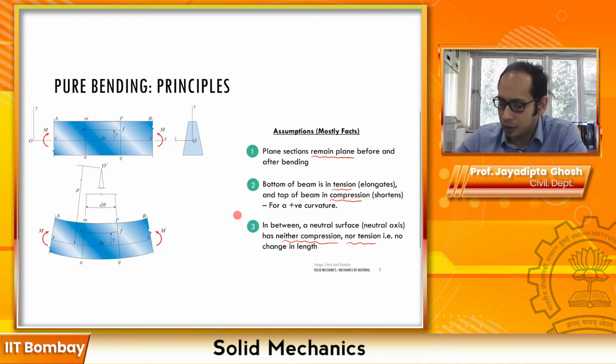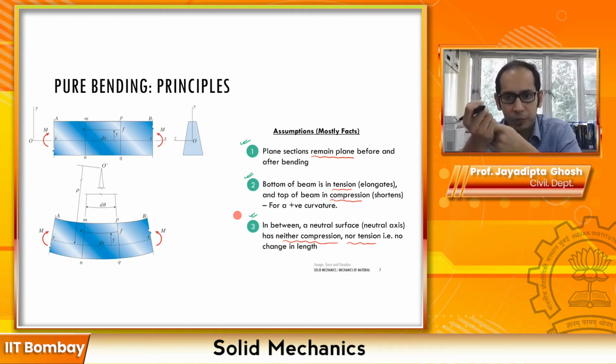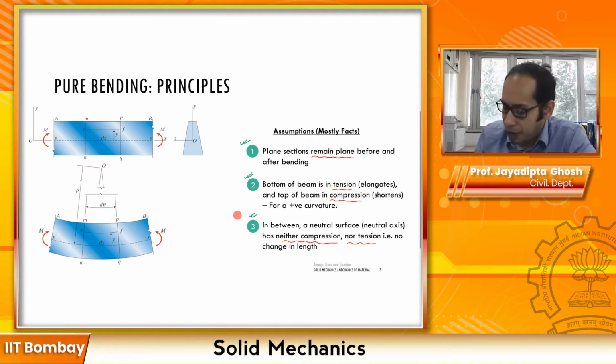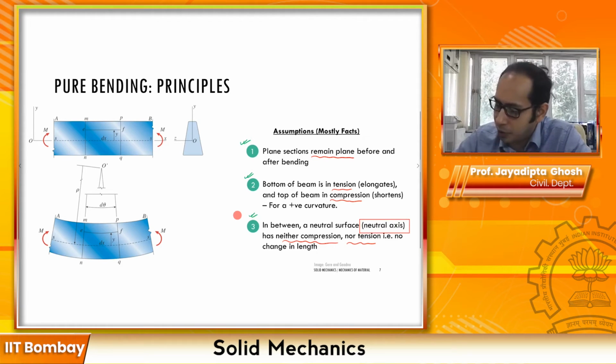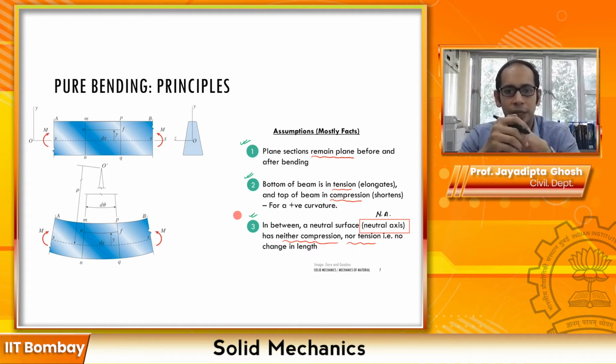So these are the three fundamental assumptions, or mostly facts, because for pure bending these are facts. Plane sections remain plane before and after bending, the bottom part of the beam is in tension and the top part of the beam is in compression if you're looking at the positive curvature, and then in between you must have a plane which is very importantly known as the neutral axis, or you will often see in books this is known as NA, where there is no change in length, or essentially no tension or no compression.